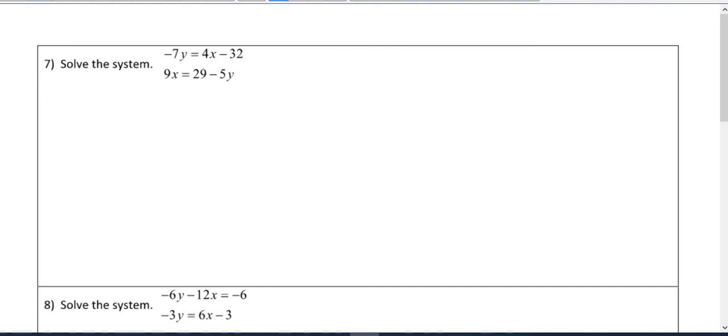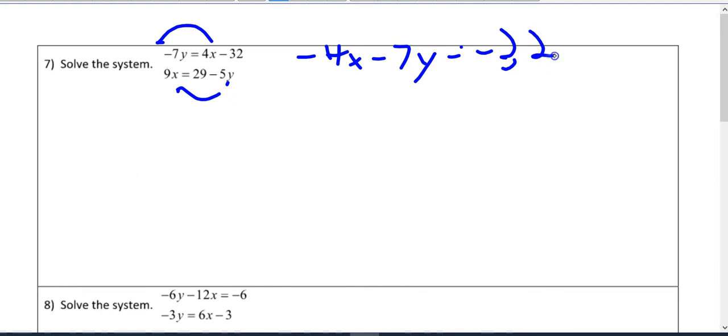All right. Again, this one, you want to use elimination, but you do need to line these up. So you need to move these over. So that's going to be negative 4x minus 7y equals negative 32. 9x plus 5y equals 29.